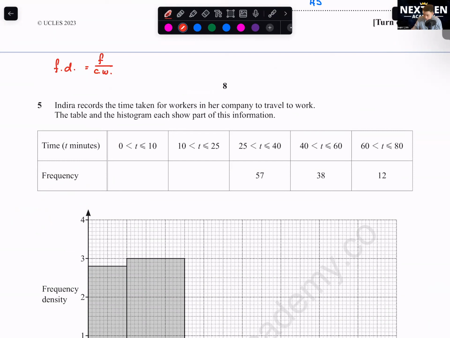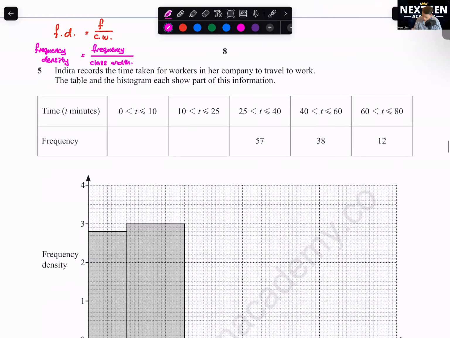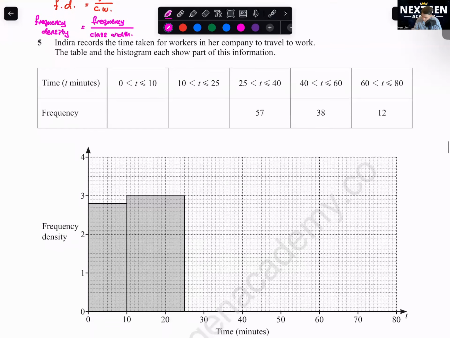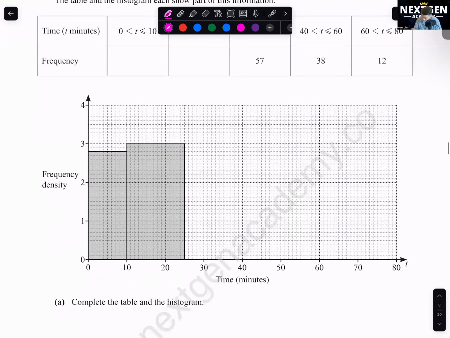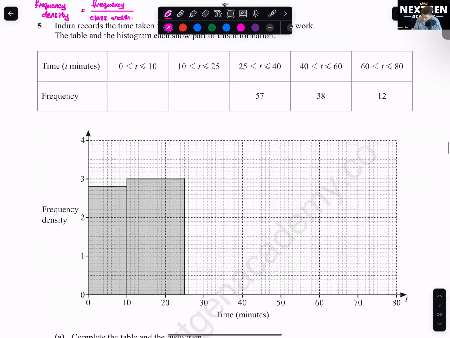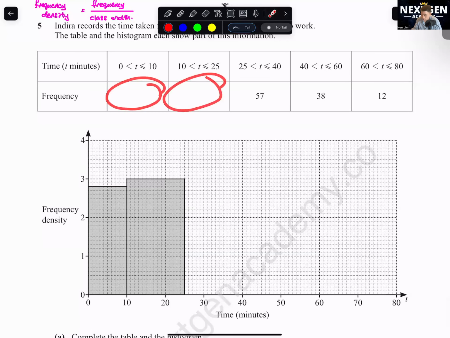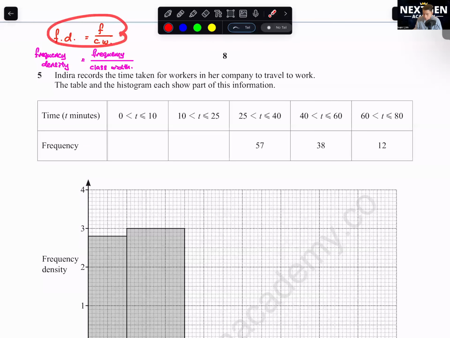What is FD? Frequency density equals frequency over class width. You need to learn how to apply this formula. Okay, they want us to fill up the table first and the histogram. Let's do the first thing first. How do I fill up this frequency here? So we look into the formula.